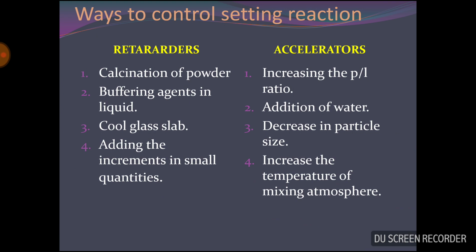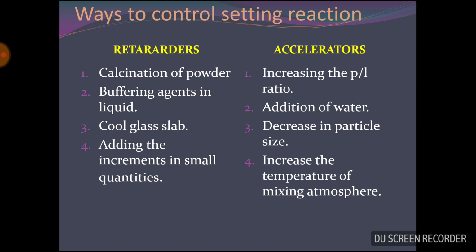Ways to control the setting reaction. Retarders. Calcination of the powder during manufacturing reduces the surface energy of the particle and controls the setting rate. Buffering agents in the liquid control the number of phosphate groups available for the reaction. The use of a cool glass slab retards the reaction and dissipates the exothermic heat, which in turn prolongs the working time. Adding the increments in small quantities also slows down the reaction.